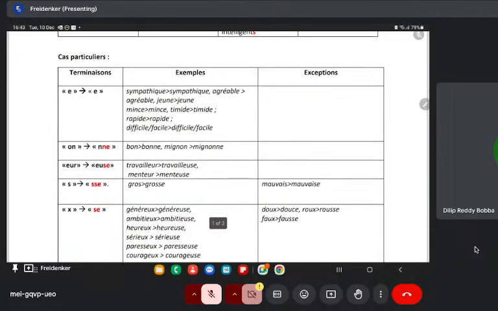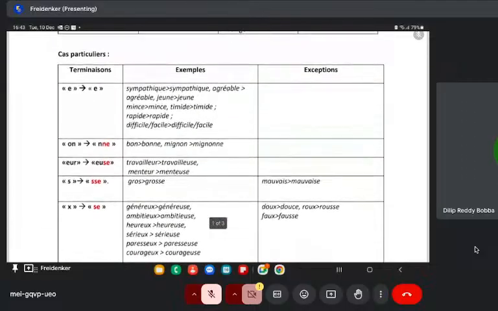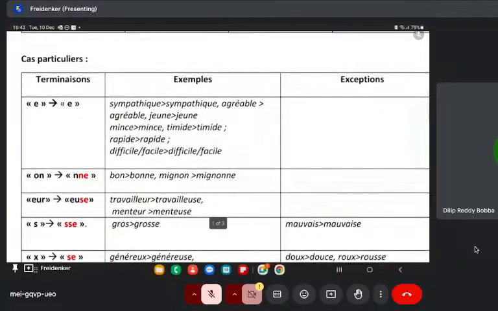You have particular cases. You can think of them as exceptions. So you have this entire thing of exceptions. We will see what they are. First one is basically if you have an E, you keep it as an E. Masculine, feminine, same form. So sympathique is sympathique. Agréable means pleasant. Mince is thin. Timide is shy. Rapide is fast. Difficile is difficult. Facile is easy. They're not changing because masculine, feminine, it's E only. They will only change if they become plural. So you'll have to add an S if you have plural. That is the first case.